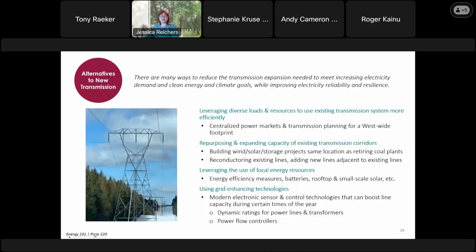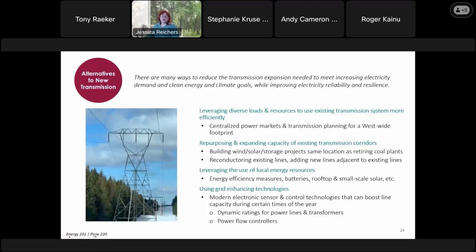Second, transmission operators can repurpose and expand the transmission capacity of an existing corridor. For example, there have been new renewable energy projects that are built near retiring coal or natural gas plants, and they take advantage of that freed up line capacity to provide energy to the grid. Existing lines can also be reconductored so that they can carry more power, usually by adding a second circuit or wire to an existing corridor.